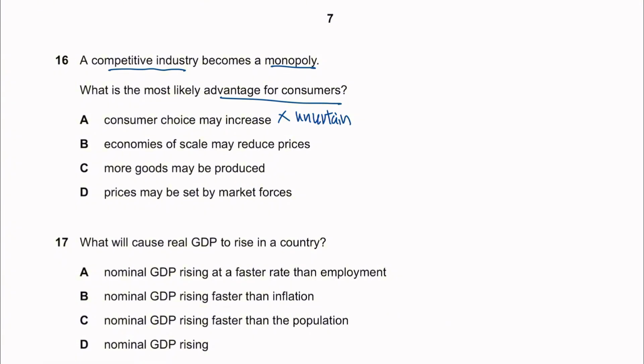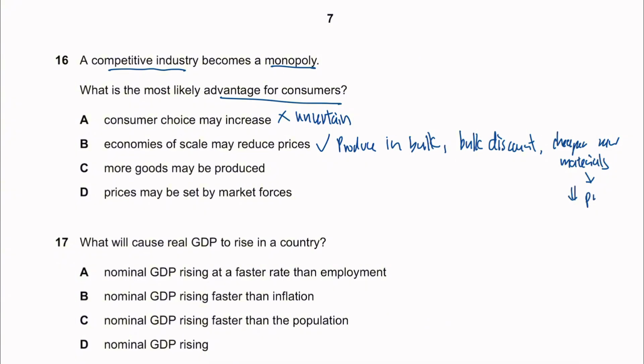Second, B, economies of scale may reduce price. Yes, it's correct, because when the firm is a monopoly, they can produce in bulk, which means they can produce a lot of products and expand their scale of production. So they may get some bulk discount because they buy a lot of raw materials from suppliers. This will result in cheaper raw materials, which will result in lower prices. So it's good for consumers.